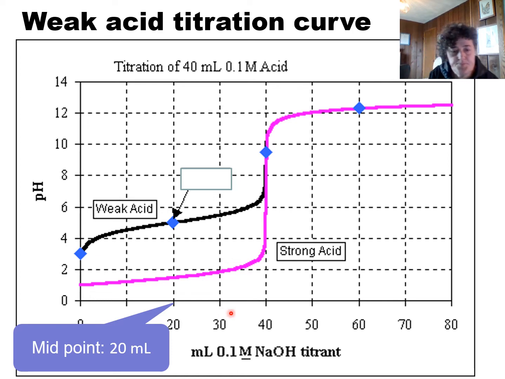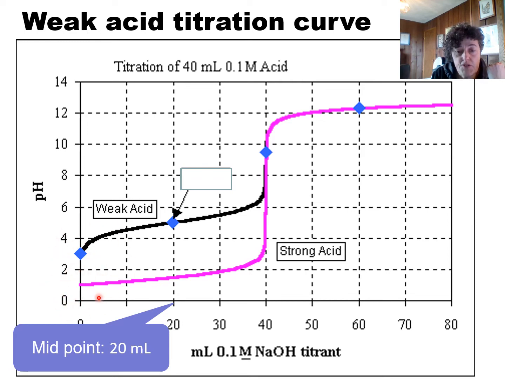So what are the differences between these two graphs? It's a very common question. To show you the graph without telling you what's in the flask, and you have to figure out if it's an acid or a base, in which case, to answer that, you look at the pH at the beginning.